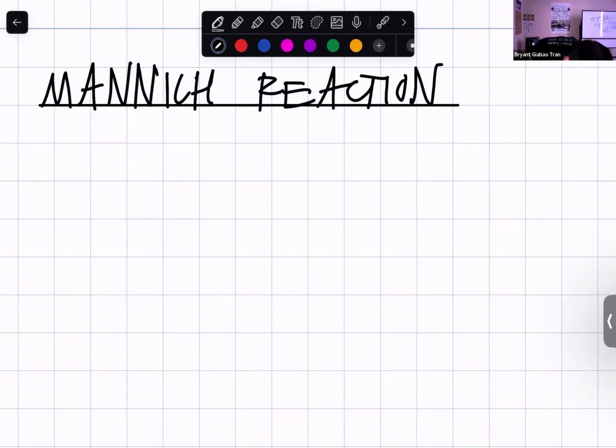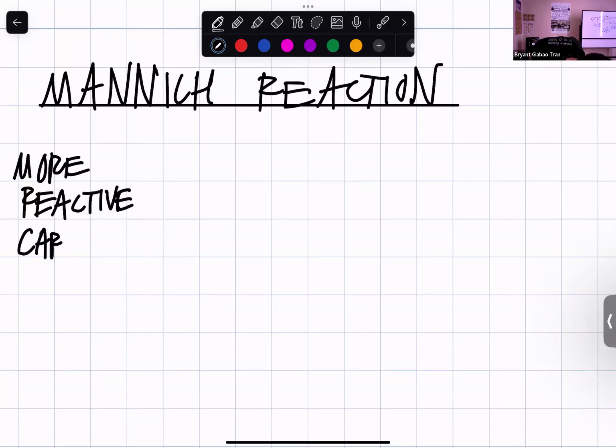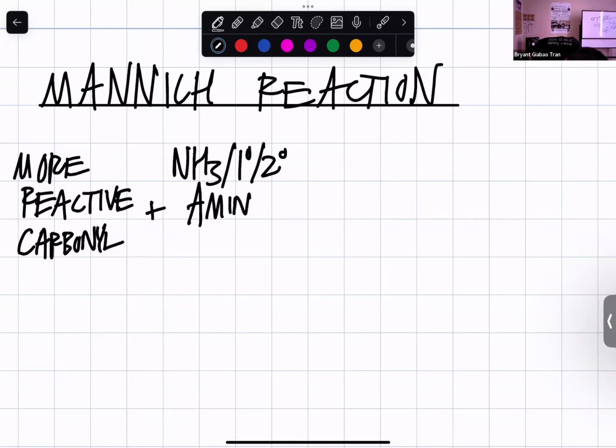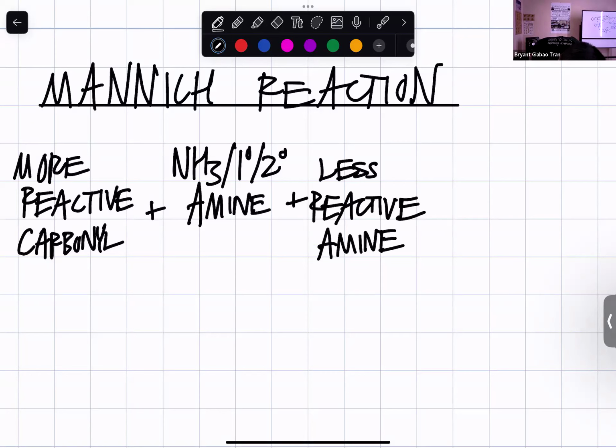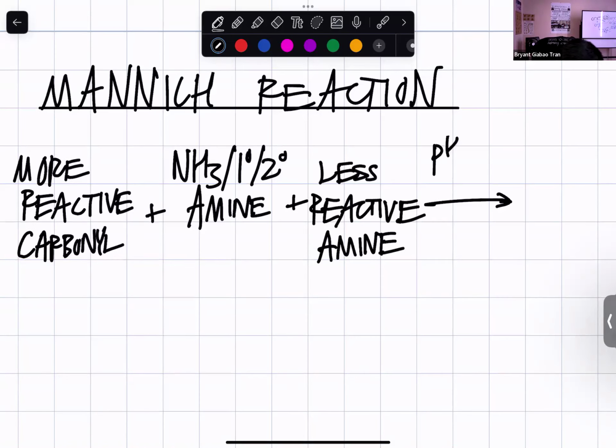So you're going to have a more reactive carbonyl, plus one of these amines, ammonia, primary or secondary amine, plus a less reactive carbonyl, in acidic conditions. So you can have a pH of 3 to 4. You might even see HCl as a second step, but that's it. Just acidic conditions.